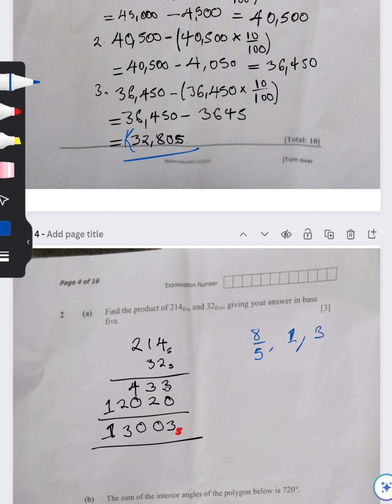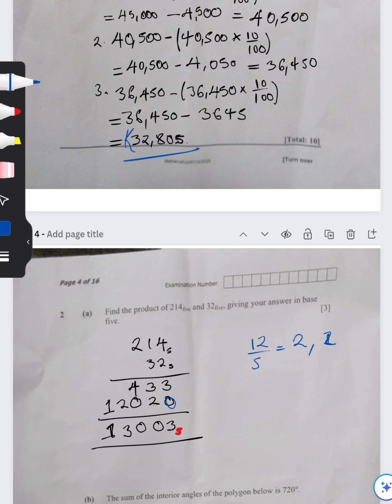So I write 3 and carry 1. Now, 2 multiplied by 1 is 2 plus 1 is 3. And 2 multiplied by 2 is 4. So we are done with the first one. Now the second one is 3 multiplied by 4. But first of all, I write the place value here, which is 0. Now 3 multiplied by 4 is 12. How many 5s are in 12? There are 2 5s, remainder 2.